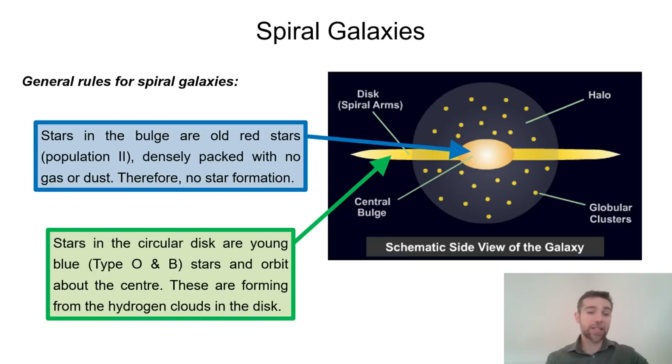This is where the gas is. So you have your young blue hot type O and B stars. So if you've learnt about stars, you will know what the type O and B are. They're your biggest, brightest stars. They don't live for very long, which is why they're young. And they occur in this disk part.